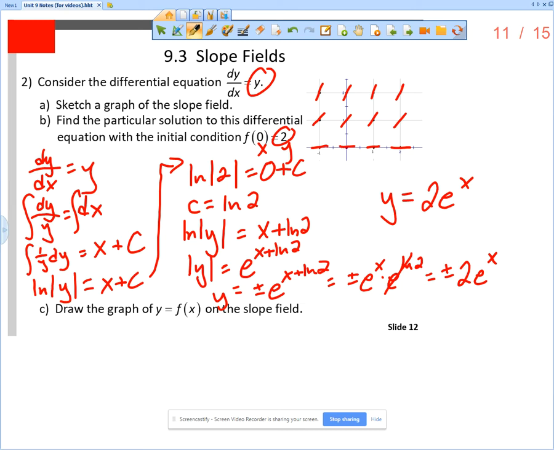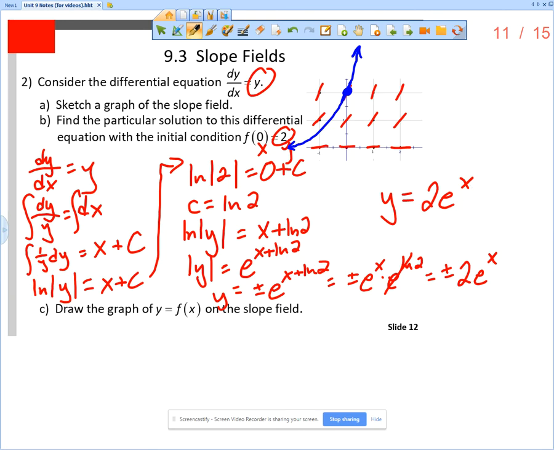All right? And so we want to be able to graph this. All right, so now f of 0 equals 2. So once again, I'm going to put a point at 0, 2, and then I'm going to draw according to the slope field. So what happens? As I go through this point, I have a slope of 2. Now, as I go down to the left, the y value gets less and less, so that means my slope gets less and less. And actually, there's a horizontal asymptote here because I can never reach that, because the slope will never reach 0. All right, but then as I go up, the slope gets steeper and steeper, right? So that is the graph of y equals 2 e to the x.